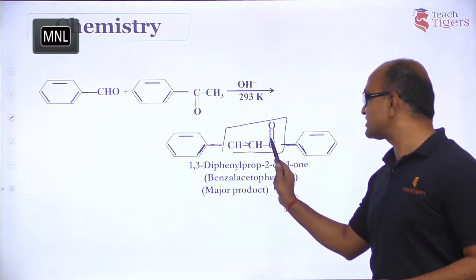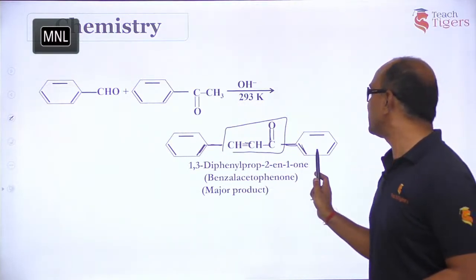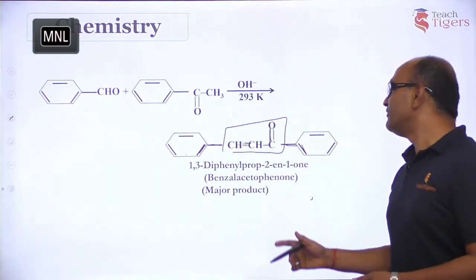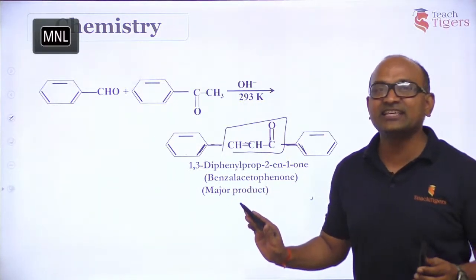This is the first carbon, this is 2, and you have phenyl groups attached on the first and third, right? We also call this benzyl acetophenone. This is the major product.